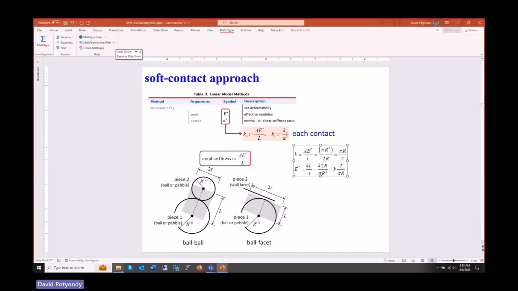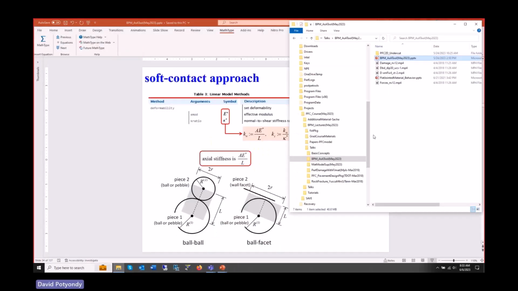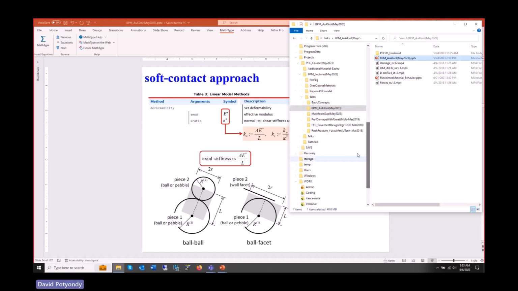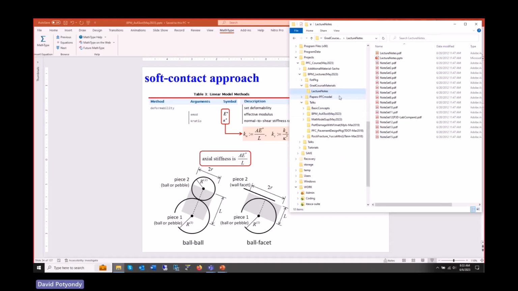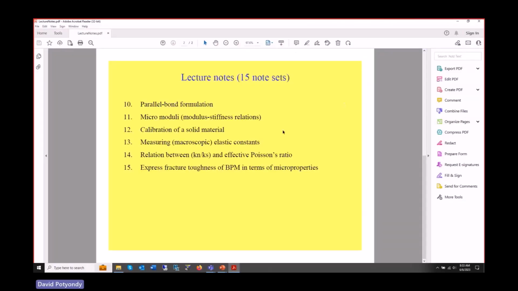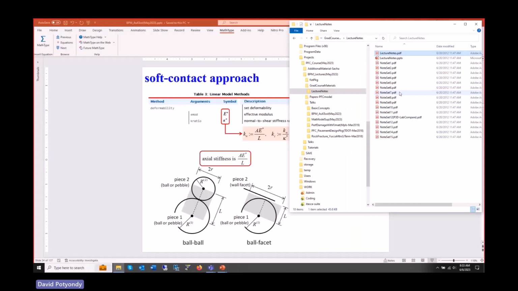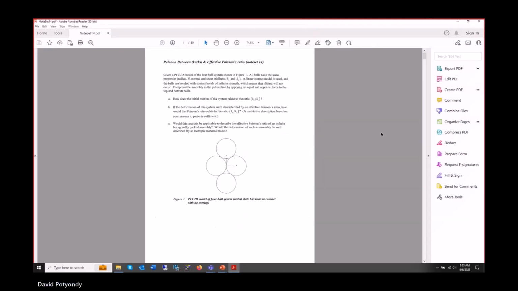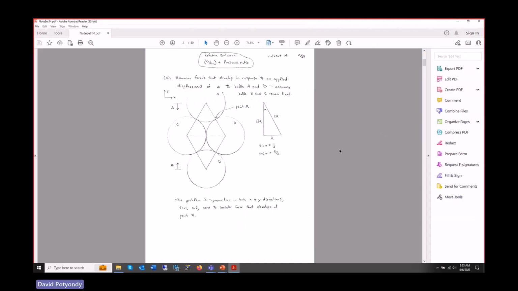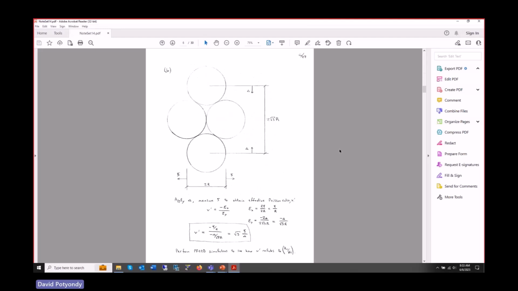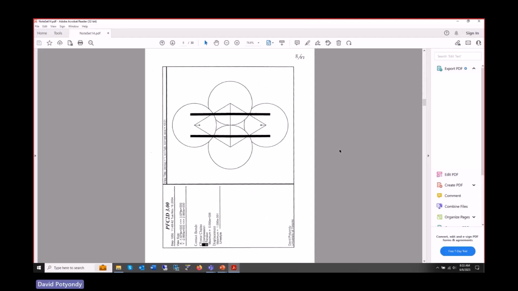And though, I want to show you a picture of this from grad course materials lecture notes. Here we go, lecture notes. There's a whole section here about the relation between Kn over Ks and effective Poisson ratio, number 14. And so, oh, is this my lecture notes? Yeah, there we go. You can work all this out. I want to show you a picture here. Sorry that it's sideways.